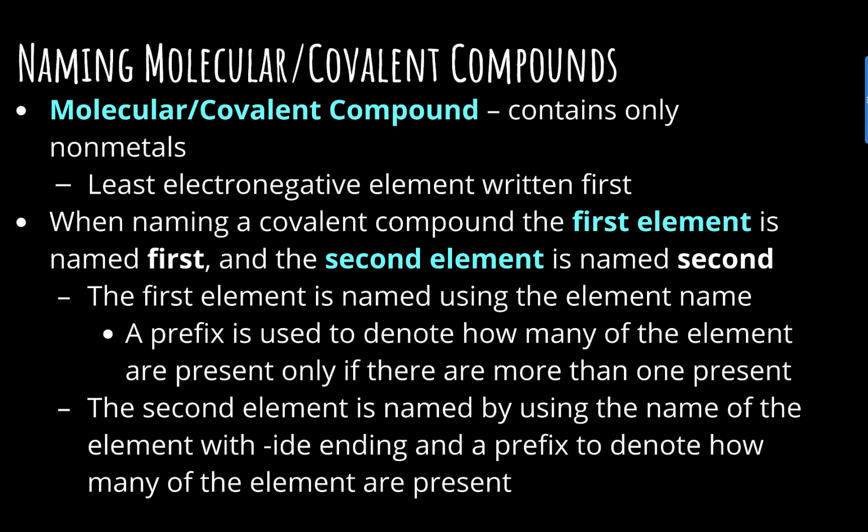To name the first element, we just use the name of the element. And then if there's more than one, we use a prefix to denote how many of that element are present. The second element is named by using the name of the element with the IDE ending, just like we did before. And then now we're going to add a prefix to denote how many of the element are present. So the second element always gets a prefix. First element, element name, prefix if there's more than one. The second element, drop the ending, add the IDE, and then use a prefix to tell how many of the element are present.